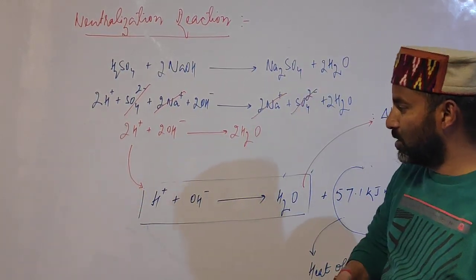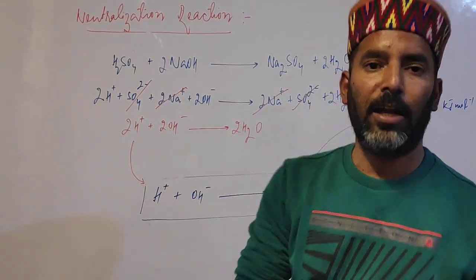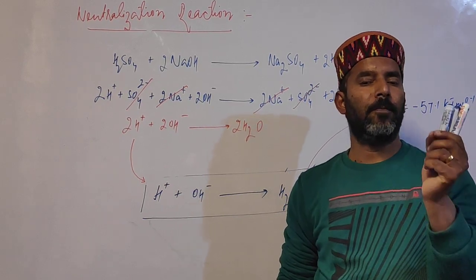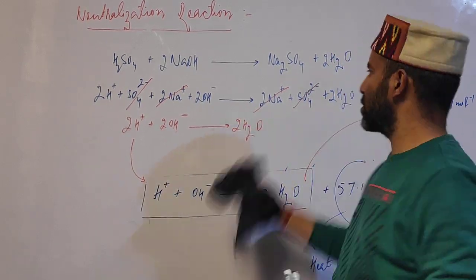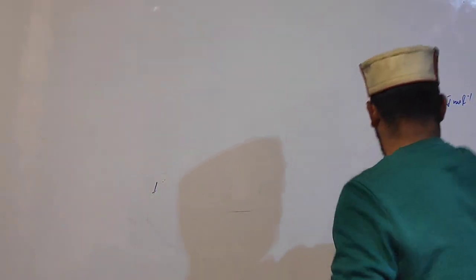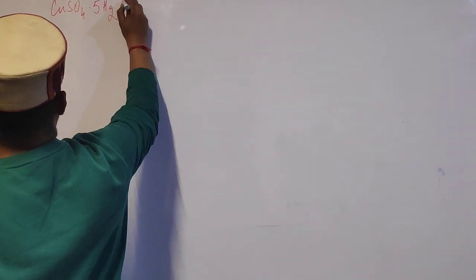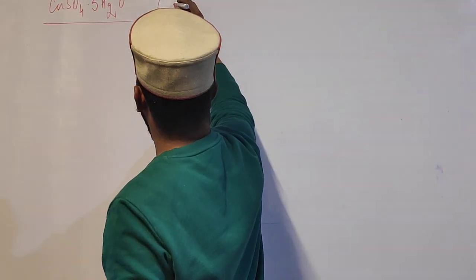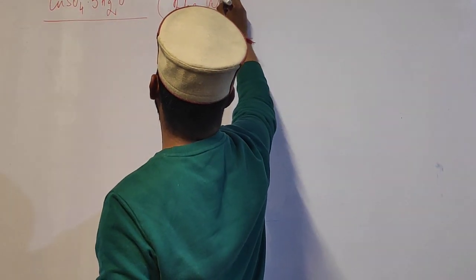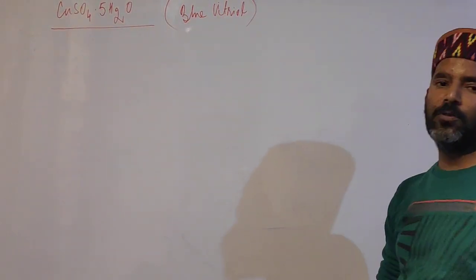Now students, we will discuss how to prepare water soluble salts using neutralization reaction. First we have preparation of copper sulfate crystals, that is blue vitriol. Now blue vitriol is copper sulfate dot 5H2O. So students, these are very important terms. Now how do we prepare copper sulfate by neutralization reaction?